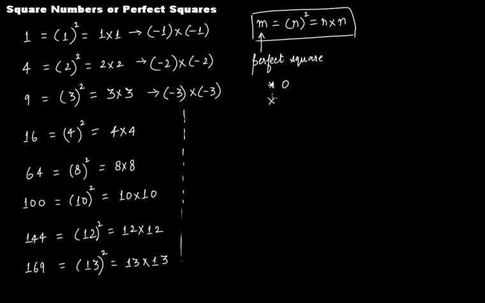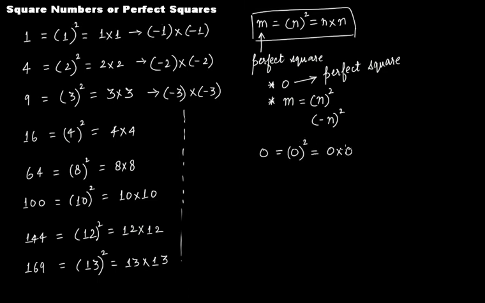So that means the next question is, can we write this m as n raised to the power of 2 also and minus n raised to the power of 2, right? And these two questions are really very important questions. Now, if you take 0 as a perfect square, like some mathematicians consider 0 as a perfect square. A perfect square. And why? Because they take it as 0. This is 0 raised to the power of 2, that is 0 times 0.